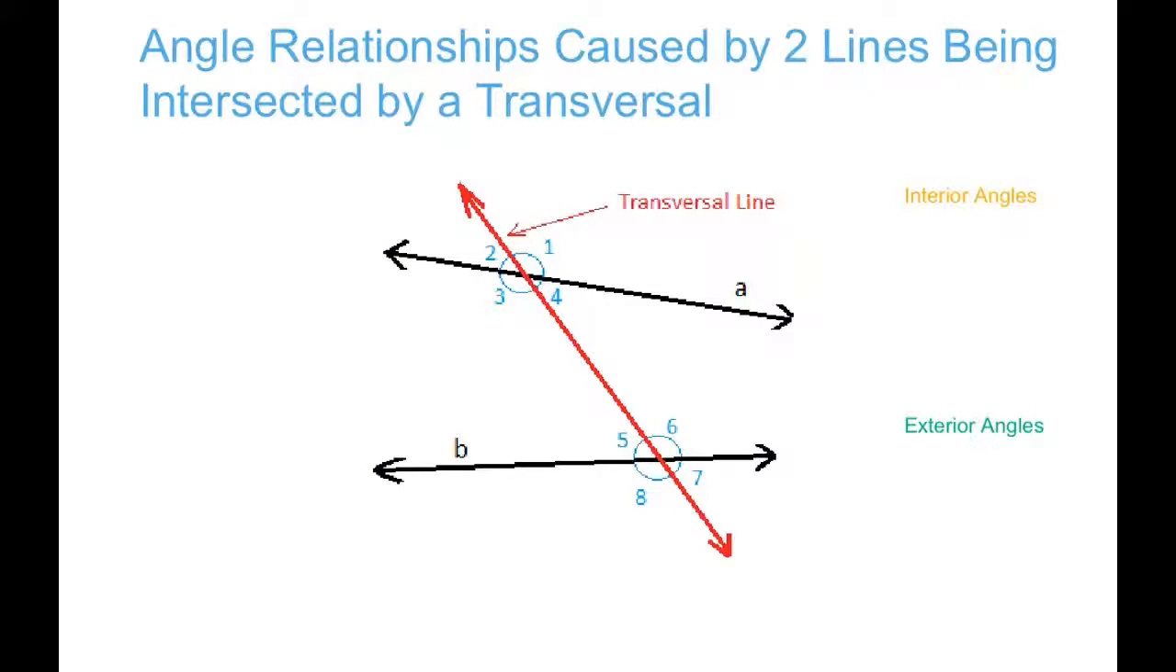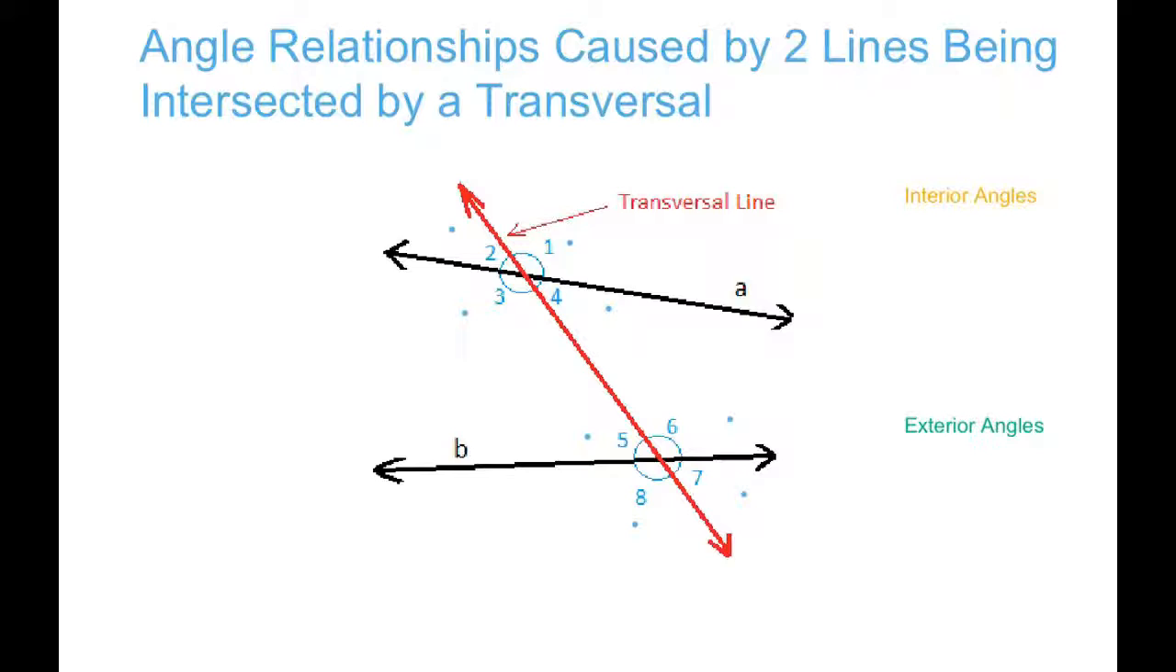Alright, when we have the situation where a transversal goes through or intersects or cuts two other lines, or more lines, but we're dealing with two lines, we end up getting 8 angles. So we're looking at 1, 2, 3, 4, 5, 6, 7, 8, those 8 angles right there. These angles are going to have certain names to go with the relationships that they have with other angles.